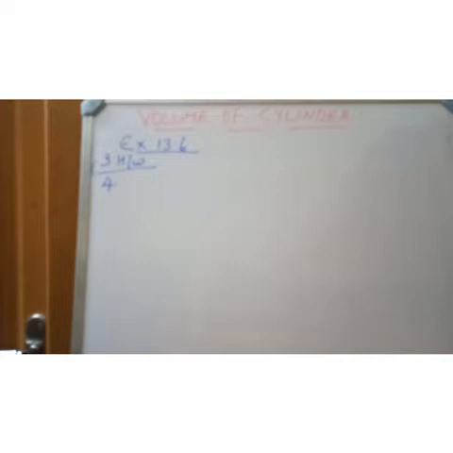Question number 4. Question number 3 is homework. See question number 4. If the lateral surface area of a cylinder is 94.2 centimeter square and its height is 5 centimeter, then find first part the radius of its base and second part its volume. The value of pi is given as 3.14.